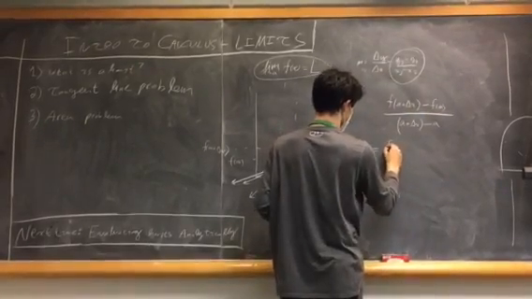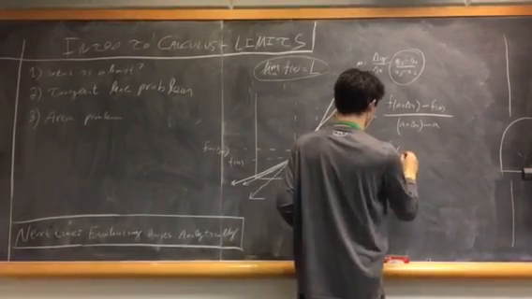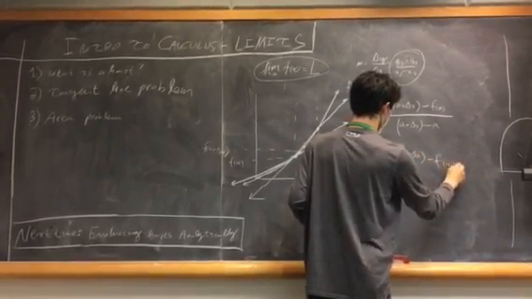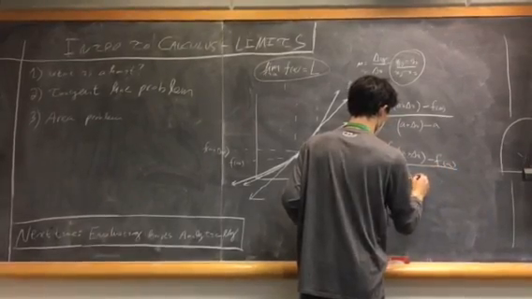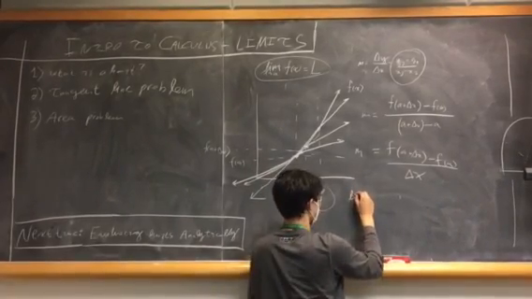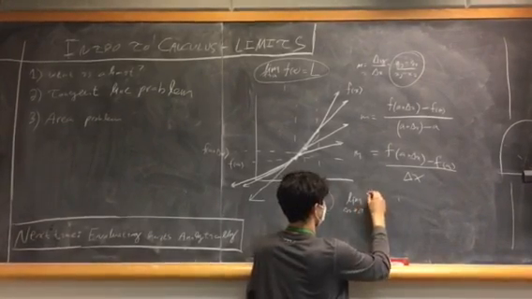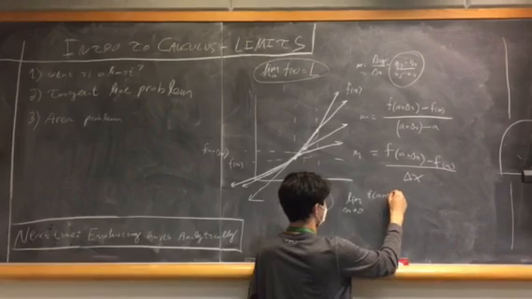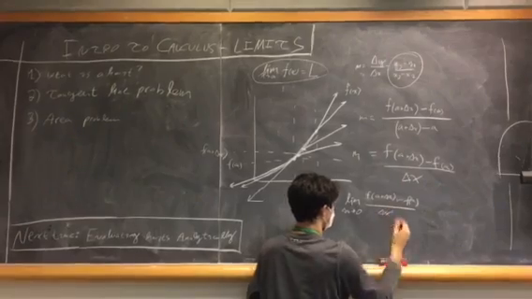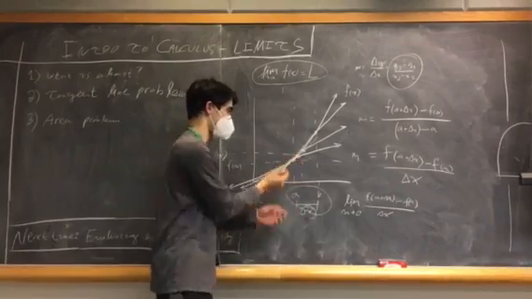And from this, we get the slope of this line is equal to f of a plus delta x minus f of a, all over delta x. Now we can take the limit as delta x approaches 0 of f of a plus delta x minus f of a over delta x to get what the slope of the line would be at that point.